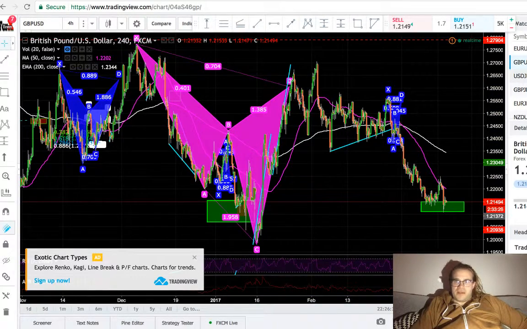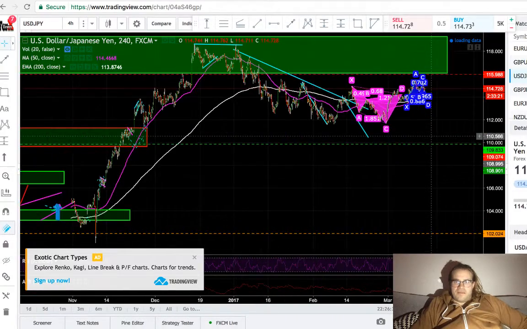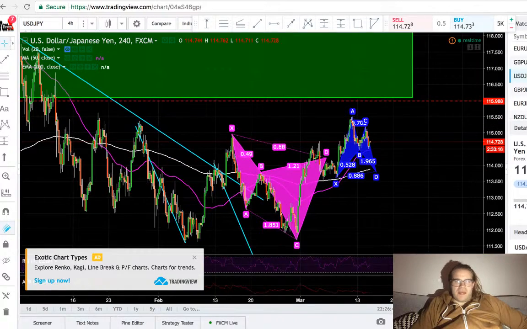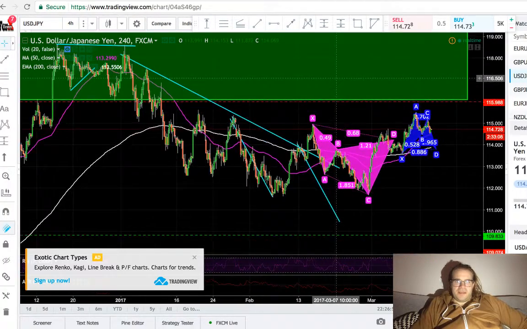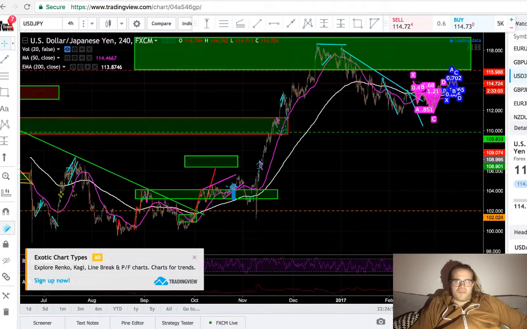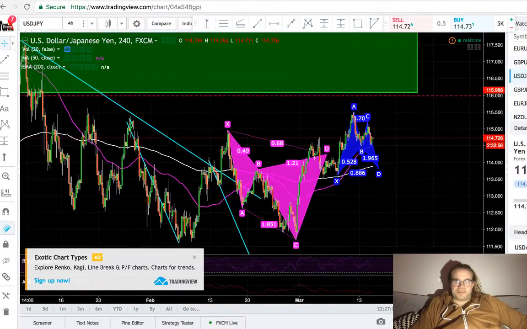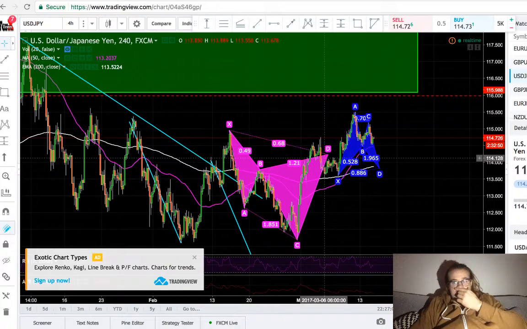So dollar yen, we have the bat pattern. If we go a little lower here, I guess we could shoot for extended targets all the way up into this box right here. But I'm going to be trading it as a normal bat here. I do think I got involved right here on the cipher. Got stopped out of that one.